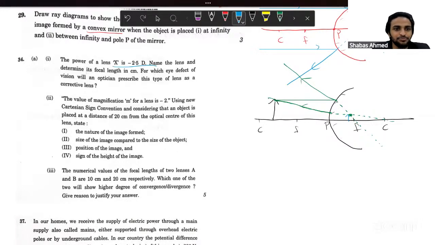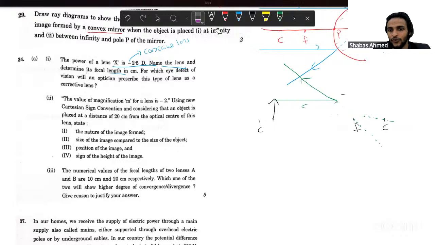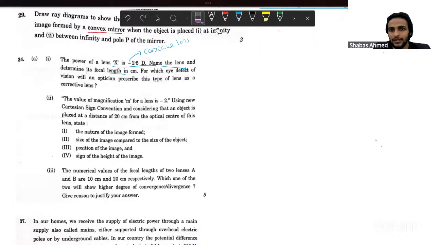Next one, the power of a lens is minus 2.5 diopter. So negative sign indicates that this is a concave lens. Name the lens. This is concave lens, and determine the focal length of the lens in centimeters. So the focal length is asked, and the power is given. You know the relation. So power is equal to 1 by focal length, but we have to find the focal length in centimeters. So we use the equation 100 by F.